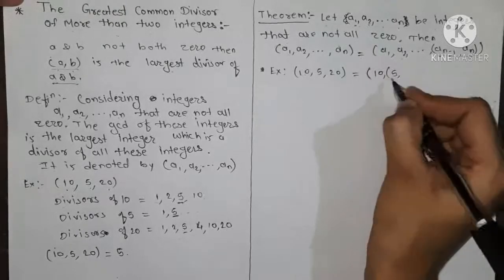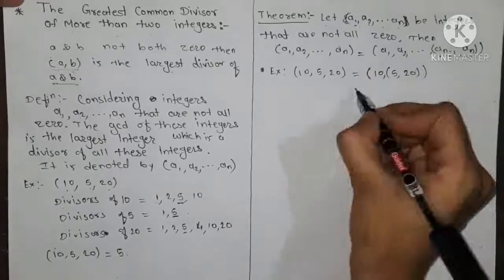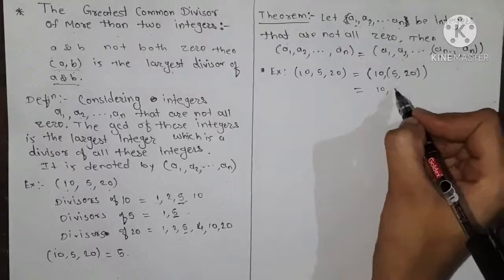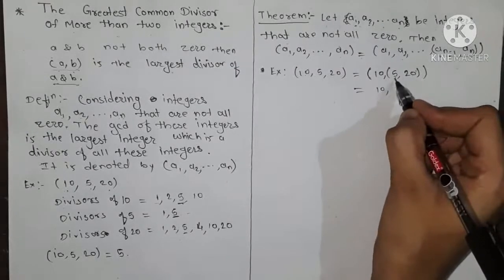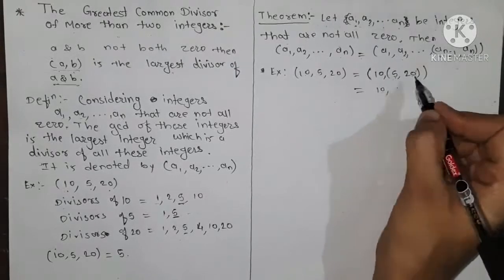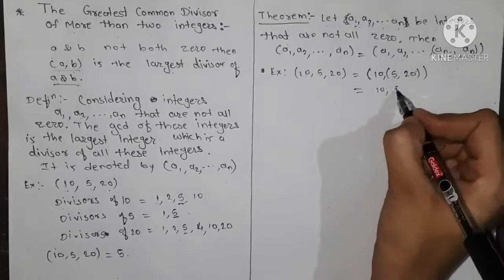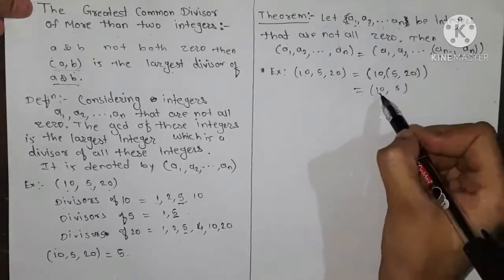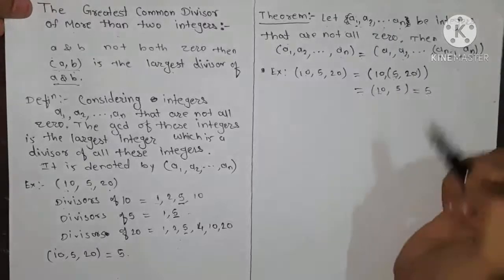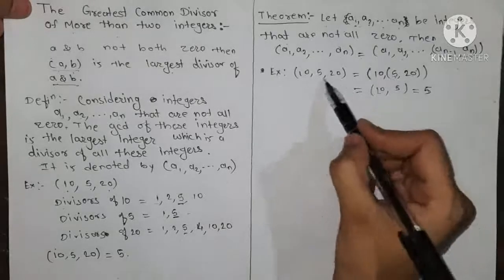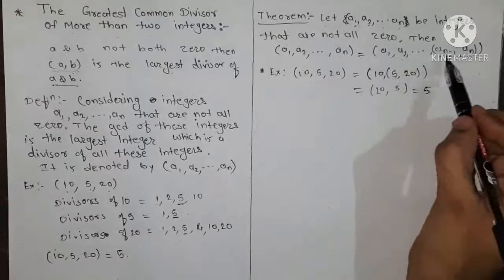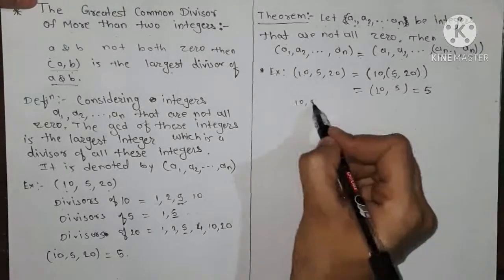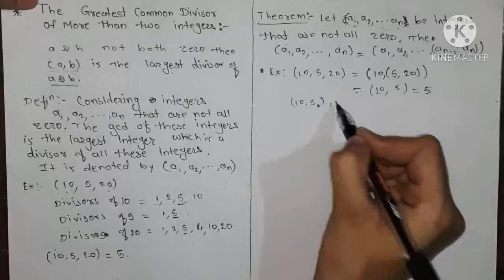the GCD of 5, 20. Firstly, we find the GCD pairwise. So 10 is as it is, and the GCD of 5, 20: what is the largest divisor which divides 5 and 20? The largest divisor is 5. And again, what is the largest divisor which divides 10 and 5? It is again 5. So to find the GCD, we find the GCD pairwise. This pair can be taken in any order. That is, we can first find the GCD of 10, 5 and then 20.